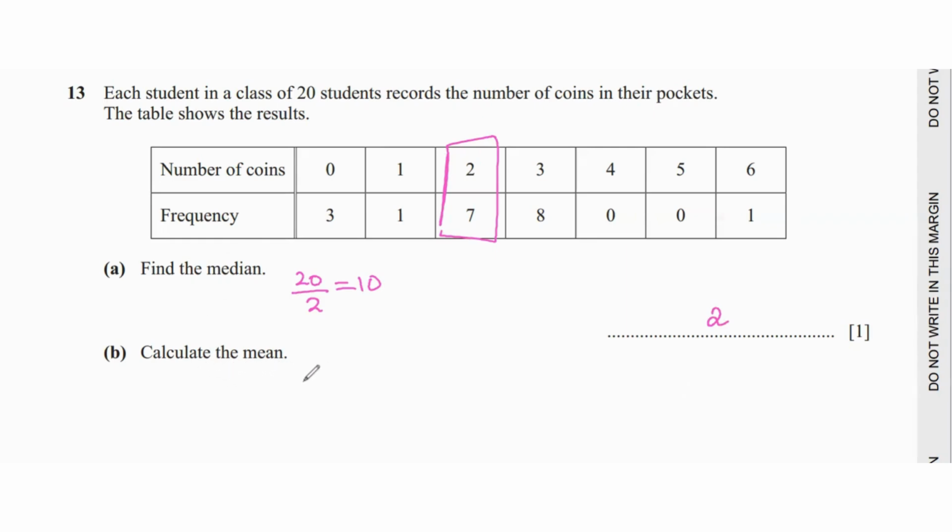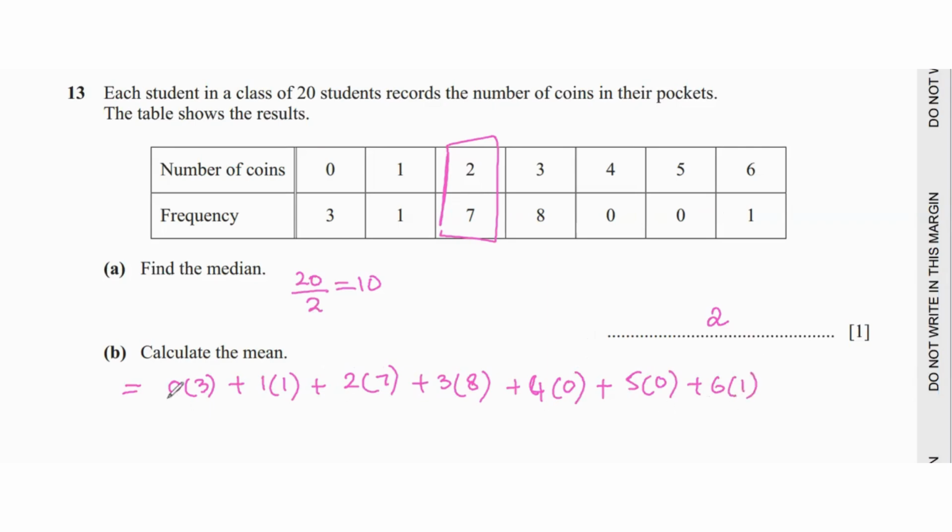Then it says calculate the mean. So for the mean, we multiply the number of coins by frequency, add them all up, and then divide by the total frequency. So 0 times 3 plus 1 times 1, then 2 times 7, 3 times 8, 4 times 0, 5 times 0, and 6 times 1. Divided by 20, which is the total frequency. And this will give us the value of 2.25.